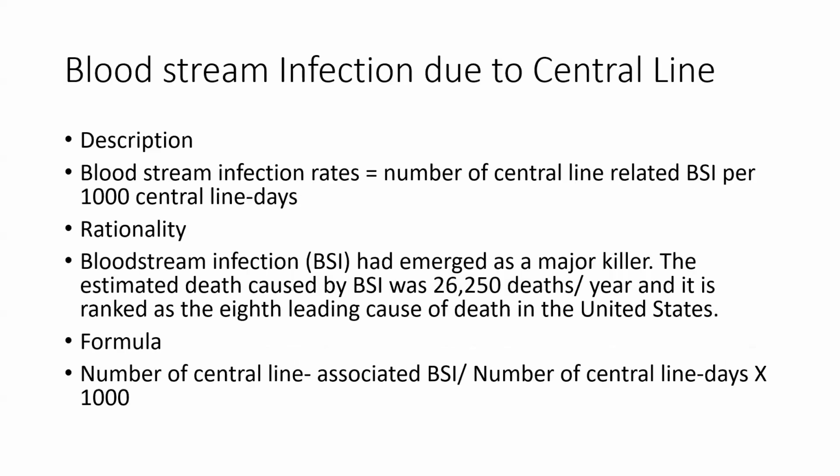Now next is bloodstream infection due to central line. Description: bloodstream infection rate is equal to the number of central line related bloodstream infections per 1000 central line days. Rationale: bloodstream infection has emerged as a major killer. The estimated deaths caused by bloodstream infection were 26,250 per year, and it is ranked as the 8th leading cause of death in the United States. So the formula is associated bloodstream infections upon number of central line days, into 1000.